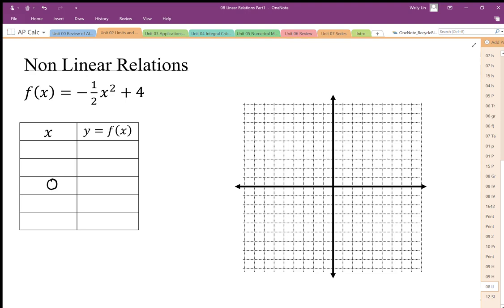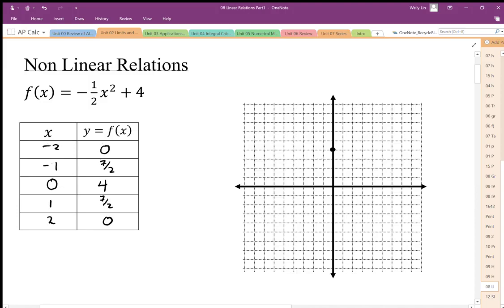symmetry. So when I square this, I'm going to end up with 0 squared times negative 1/2 plus 4. So there's going to be one coordinate. I can plug in another value, let's say x equals 1, and I'm going to use a symmetrical point, negative 1. When I do that, I end up with negative 1/2 plus 4, so that's 3.5. If I plug in negative 2 and positive 2, I'm going to end up with 0.